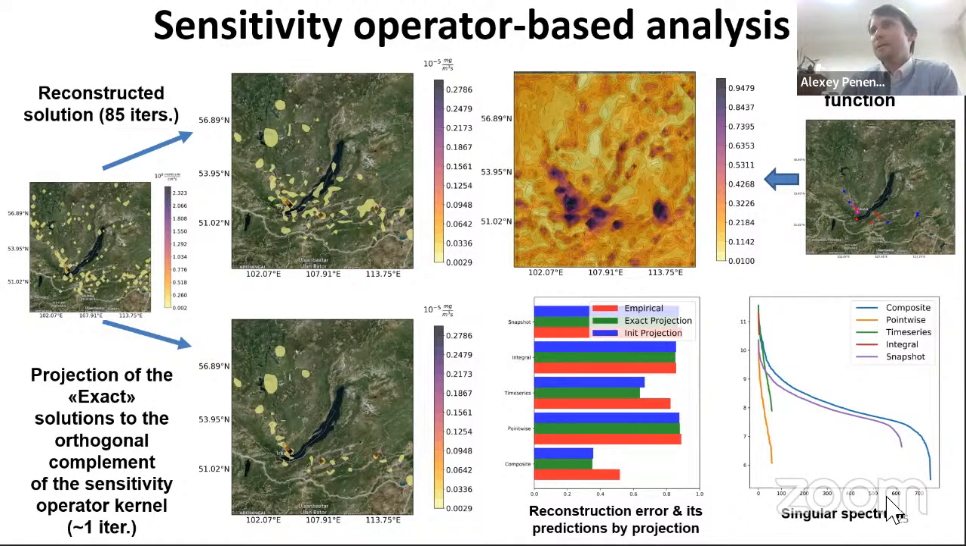And here are the singular spectra. Actually, I should say that I don't know how to compare these measurement systems by the singular spectrum, because, for example, the spectra can intersect and so on. So it's not that easy. Singular spectrum of the sensitivity operator.